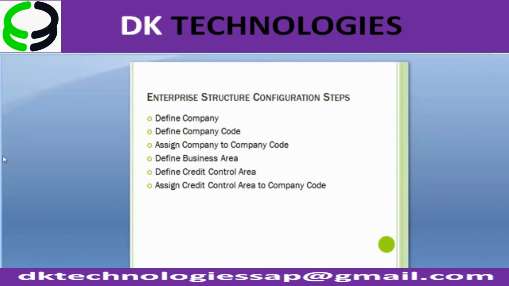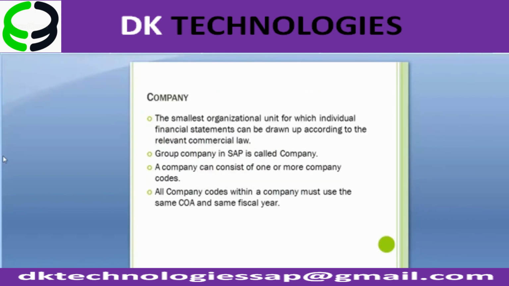If we move on to the first configuration step, that is to define the company. A company is the smallest organizational unit for which individual financial statements can be drawn up according to the relevant commercial law. Basically in SAP, group companies are referred to as a company. Whereas in general terms, we talk about a particular company as a legal entity, in SAP there is a slight change: the group companies are termed as company in the SAP system.